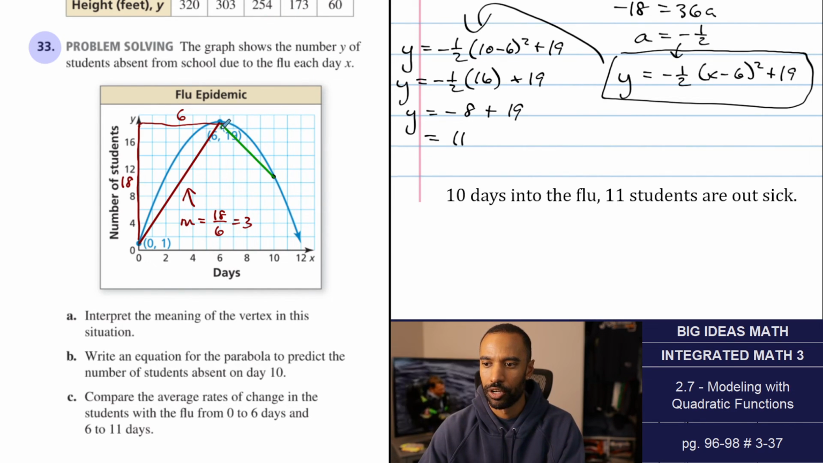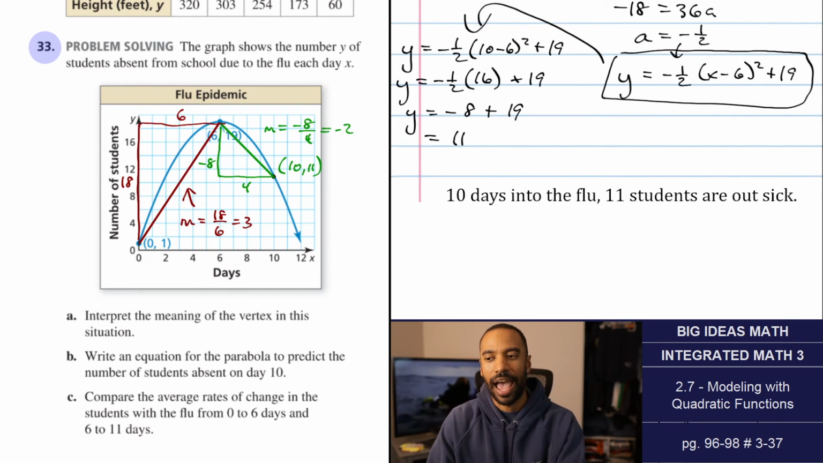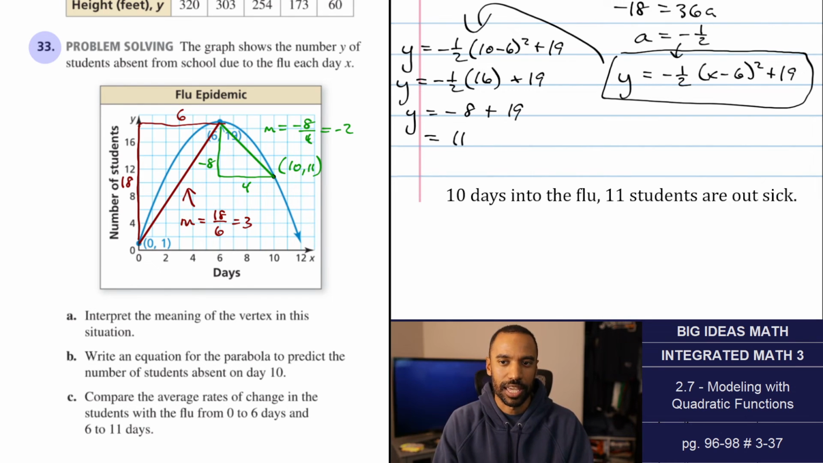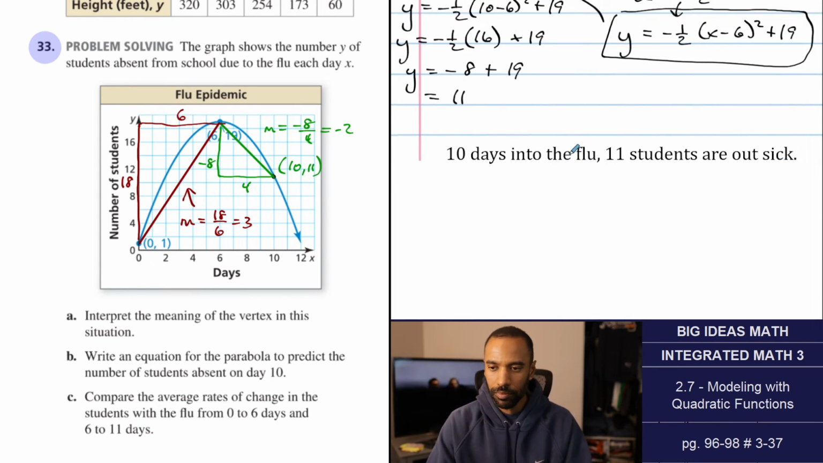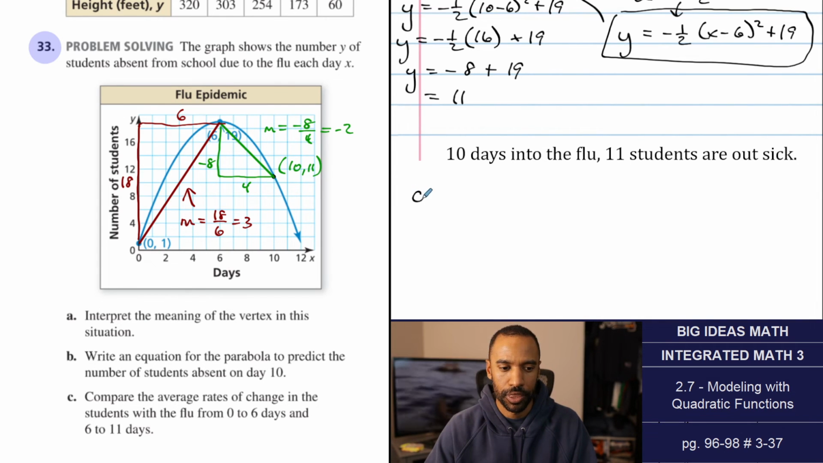For this one here, you're going down. This point, by the way, is 10, 11. You're going down from 19 to 11, that's 8. You're going over from 6 to 10, that's 4. And the slope there is negative 8 over 4, which is negative 2. On average, that's the increase. On average, that's the decrease there. So I wrote the work on that side. It is a rise over run thing, but that's what we're doing.